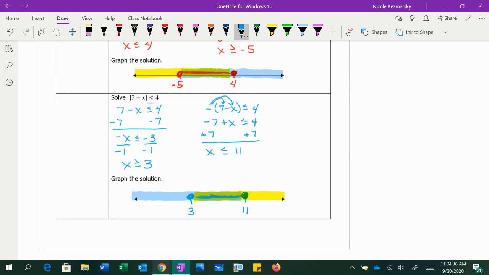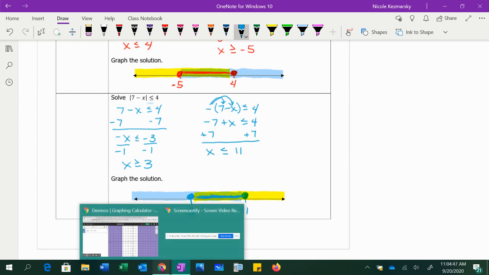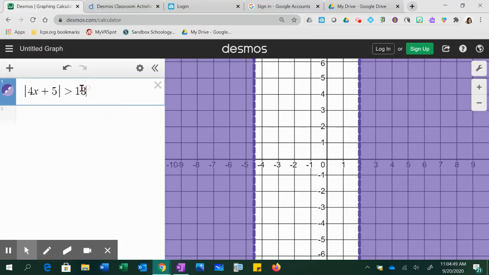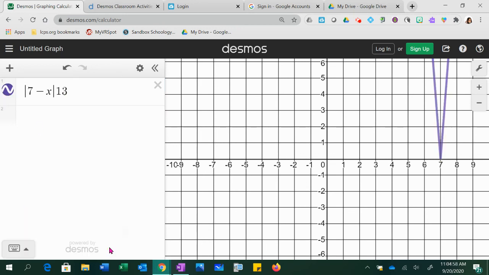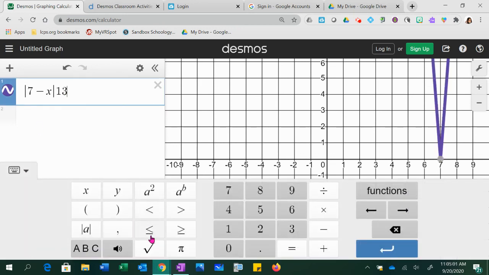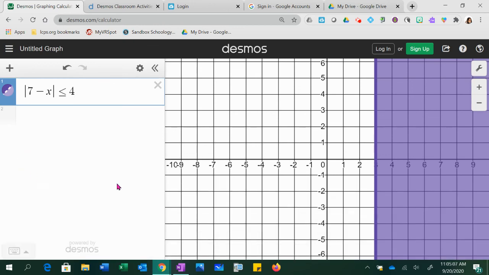Okay. For all of these, let Desmos be a good tool for you. So if I'm not sure about one of these, let's look at what one of these looks like in Desmos. So I'm going to do 7 minus x less than or equal to 4. So let me set up 7 minus x less than or equal, which is down here in this little tab. Let me get that 13 out of there. Less than or equal to 4.